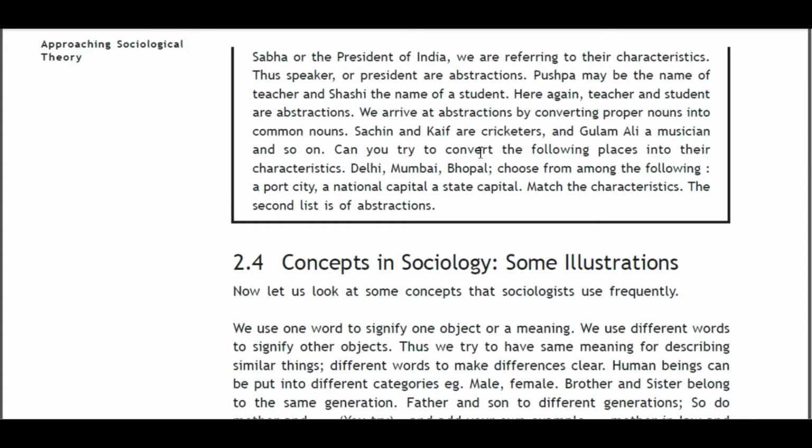Can you try to convert the following places into their characteristic? Delhi, Mumbai, Bhopal. Choose from among the following: a port city, a national capital, a state capital. Match the characteristic. The second list is of abstractions.